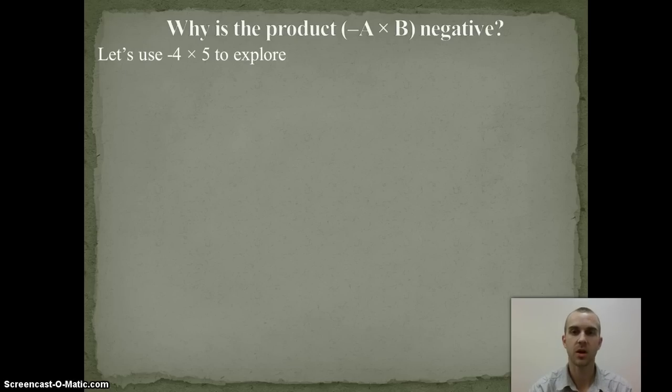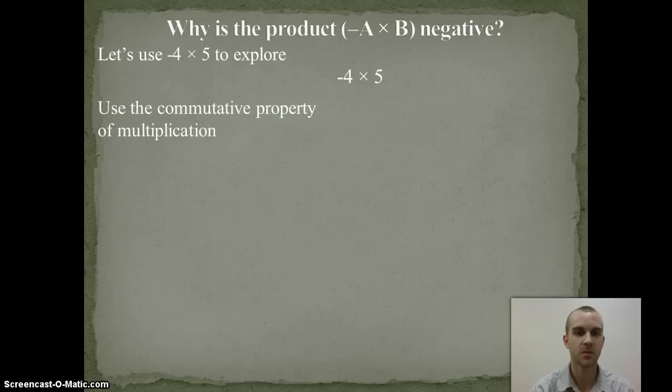Now, why would the product, if the first value was negative, why would that be the case? Since it's only one negative value there, it's an odd number, we know that it would be negative. Well, let's explore just one simple problem. Now we know that we have the commutative property. This allows me to flip the numbers around. So I have 5 times negative 4.